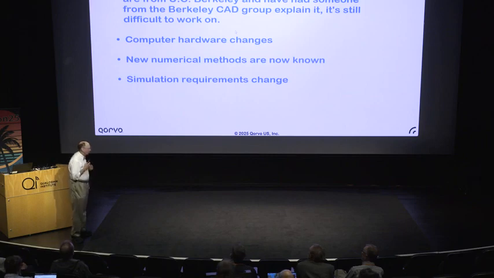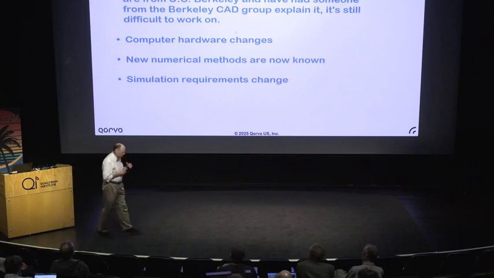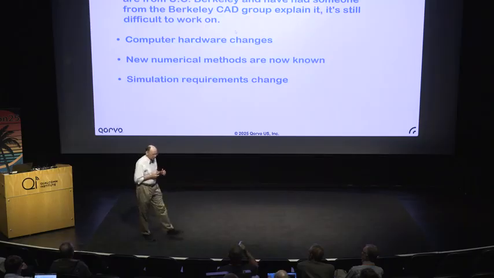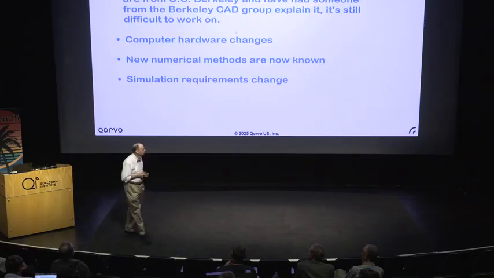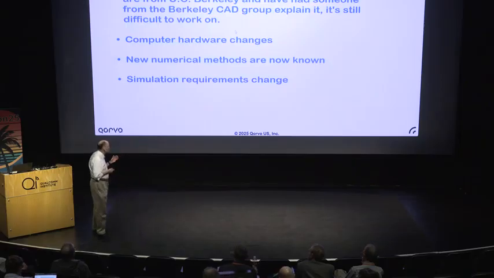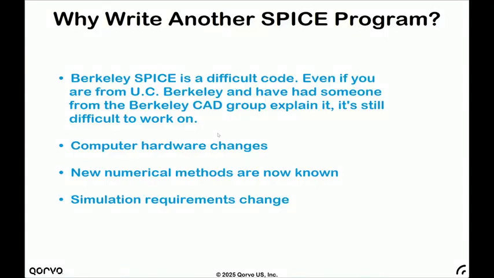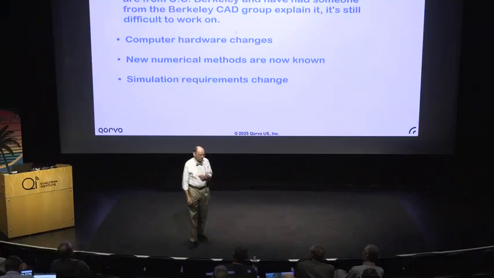But in the 25 years since, the computer hardware has changed. You would do things differently simply because you would use a different algorithm because the nature of the hardware is different. And there are numerical methods that weren't known 25 years ago. But this is the big thing. We were successful with SPICE simulators. We solved problems, and we don't need to solve the same problems over again. Today, we have new problems to solve. Simulation requirements changed. That's the deal.